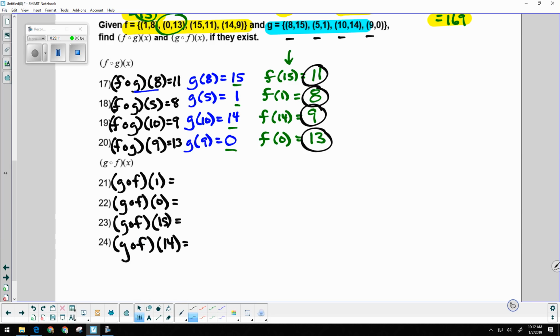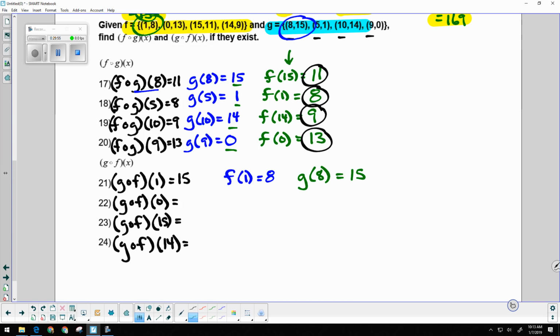Remember, you start with f of 1. When my x-coordinate is 1, my y-coordinate is 8. Then we're going to plug 8 into my function g of x. So g of 8. I'm going to look up here: when my x-coordinate is 8, my y-coordinate is 15. So number 21, g of f of 1, is equal to 15.